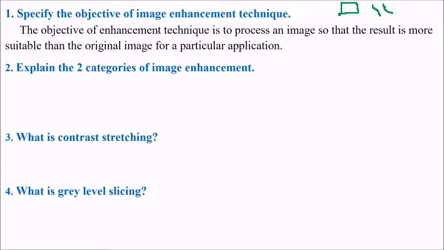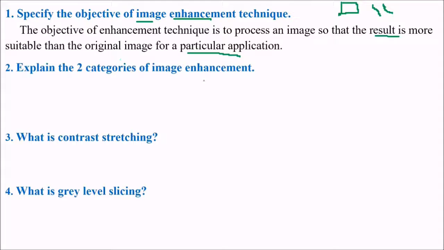So the objective of enhancement technique is to process an image so that the result is more suitable than the original image for a particular application. As I said, if you want to view an image or to find out certain information that is there in the image but you are not able to see it, but with certain mathematical technique you are able to see it, these are the mathematical techniques which we call image enhancement technique.